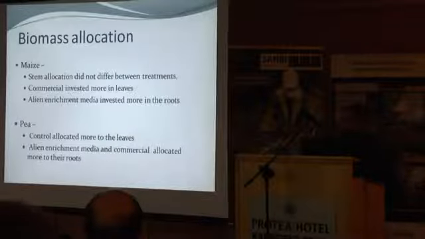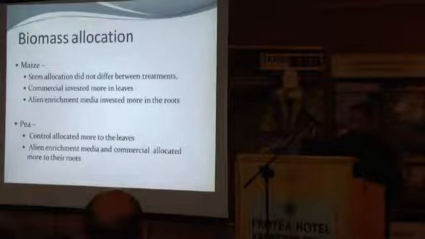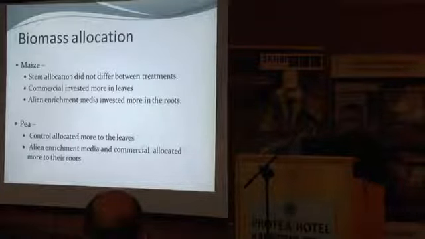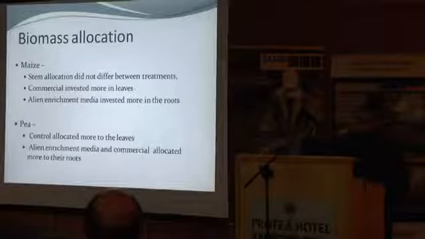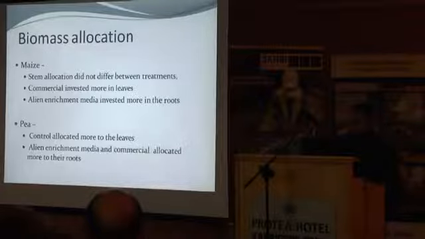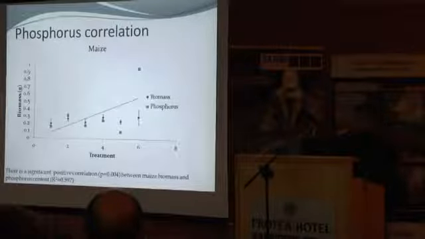Biomass allocation. In terms of maize, the stem allocation did not differ between treatments. However, the commercial invested more in leaves, which is the photosynthetic part of the plant, while the alien enrichment media invested more in the roots. With regards to pea, the control allocated more to the leaves, while the alien enrichment media and commercial allocated more towards its roots.